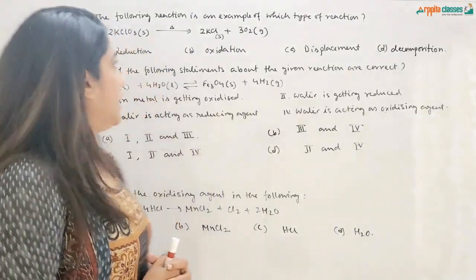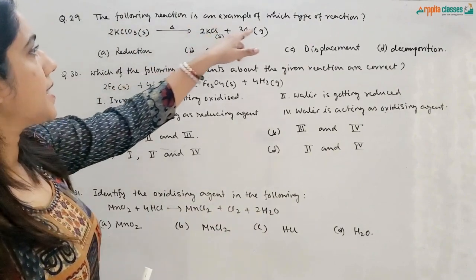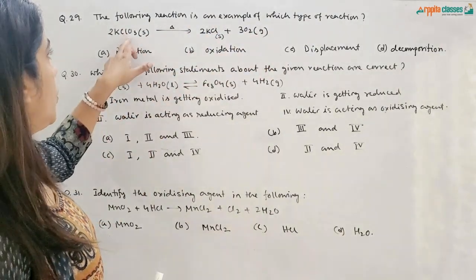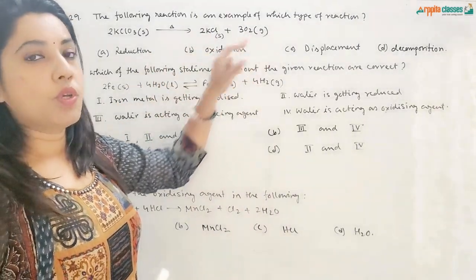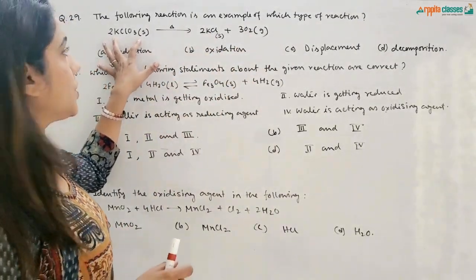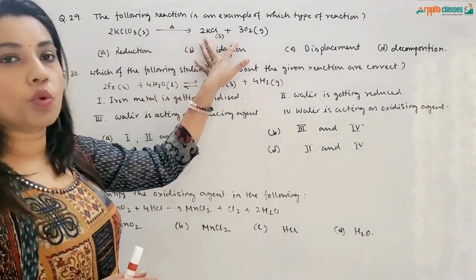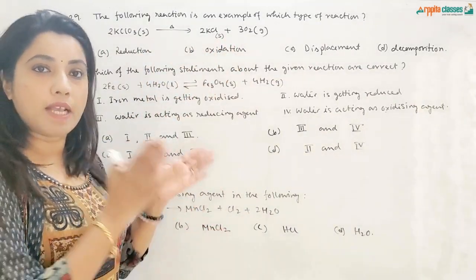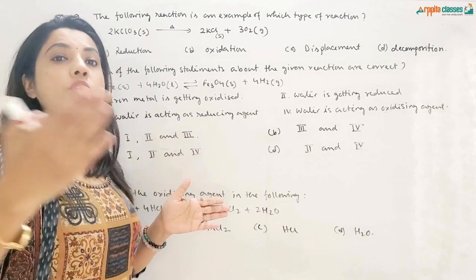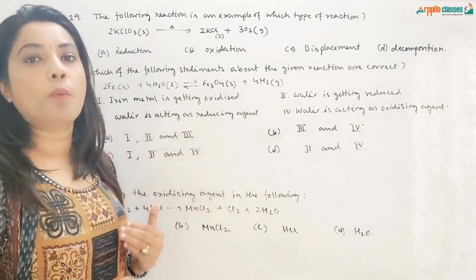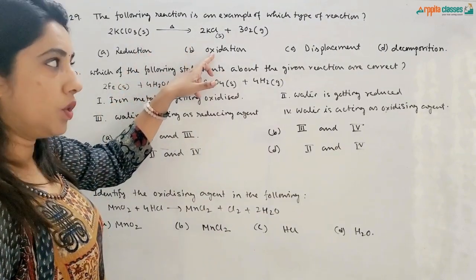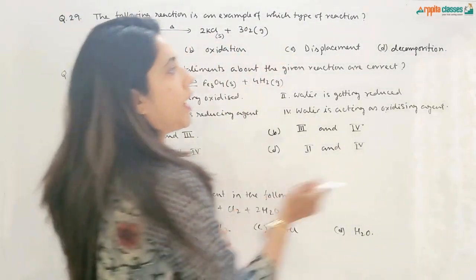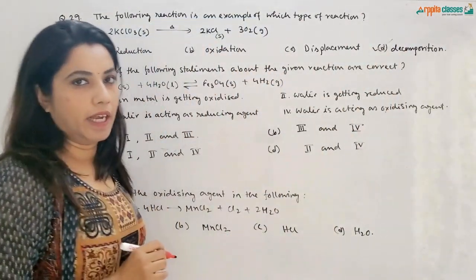In question number 29, the following reaction is an example of which type of reaction? 2KClO3 heating giving us 2KCl plus 3O2. So here we can see one single reactant on heating giving us two products. So this type of reaction where one single reactant decomposes to give you several products is called a decomposition reaction. So the options are reduction, no, oxidation, no, displacement, no. So the right option will be decomposition reaction.